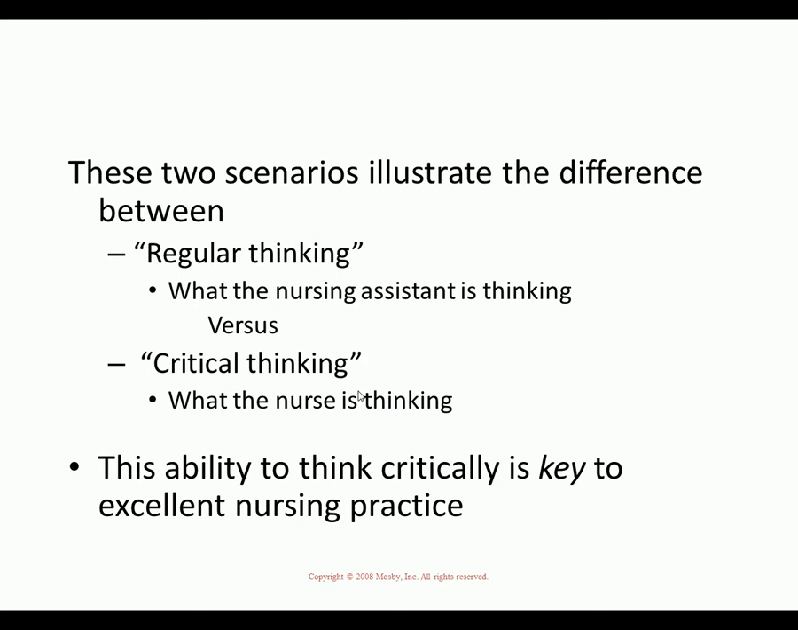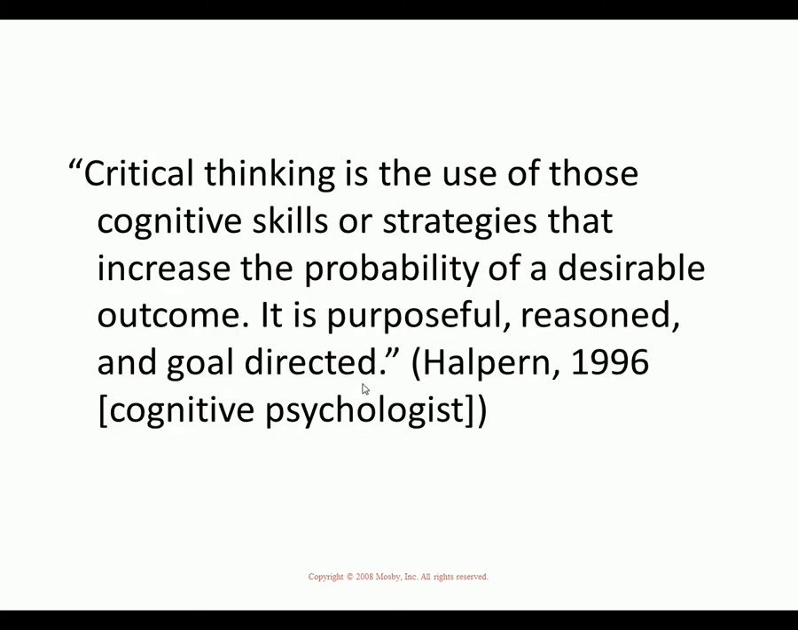So the key difference between thinking generally and critical thinking is control and purpose. And that's what I hope that you have started to develop as you're organizing yourself. Control and purpose. Get away from the negative thoughts. Critical thinking is the use of those cognitive skills or strategies that increase the probability of a desirable outcome. It is purposeful, reasoned, and goal-directed. So this is just one example of critical thinking.